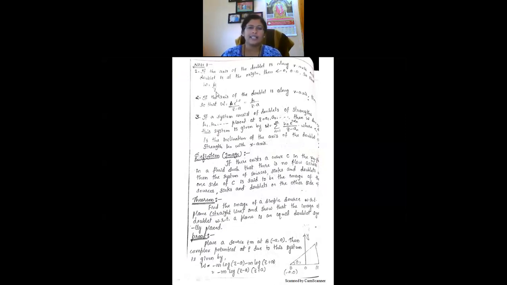And the second condition is, if the axis of a doublet is along the x-axis, then we can write W equal to mu e to the power of i into 0 divided by z minus a. If the doublet is along the x-axis, initially your doublet is like this. Now what you are doing, instead of an inclination, you are keeping your doublet along the x-axis.